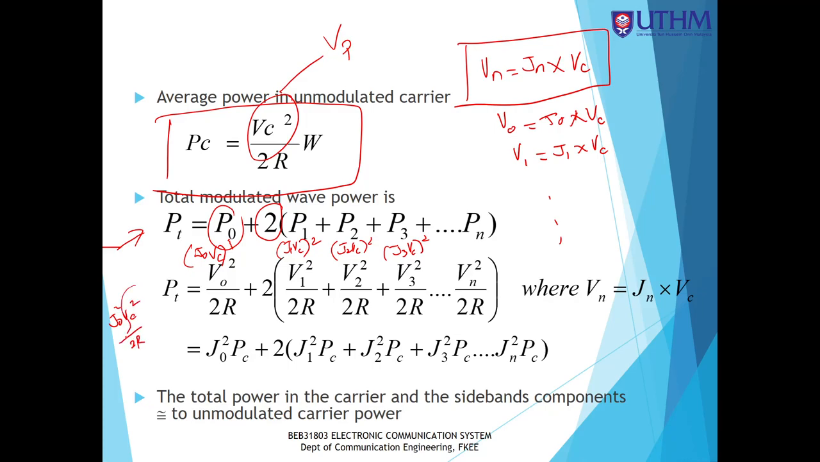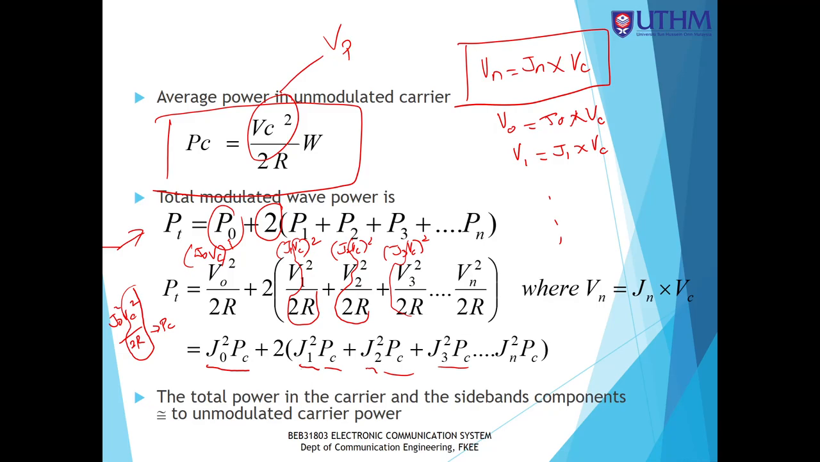So you see that Vc square over 2R is actually equal to Pc, the carrier power. Okay, so all of these components contain the carrier power. So that's why here is J0 square Pc, and then here you see J1 square Pc, because here we have Vc square over 2R. So we have J1 square Pc, J2 square Pc, J3 square Pc, until Jn square Pc.